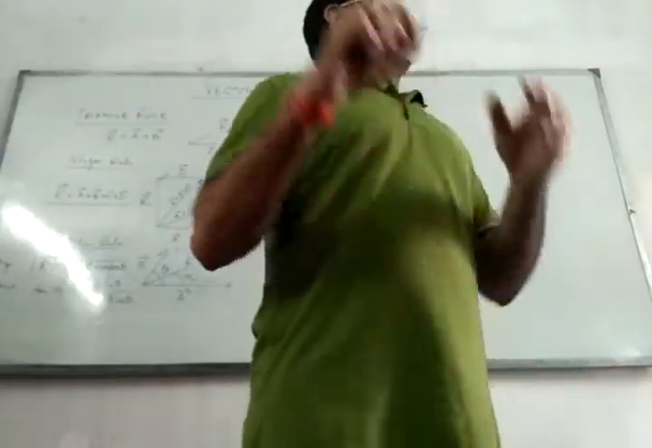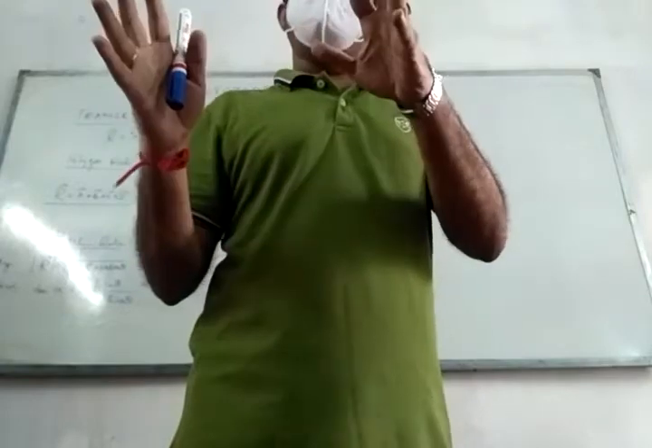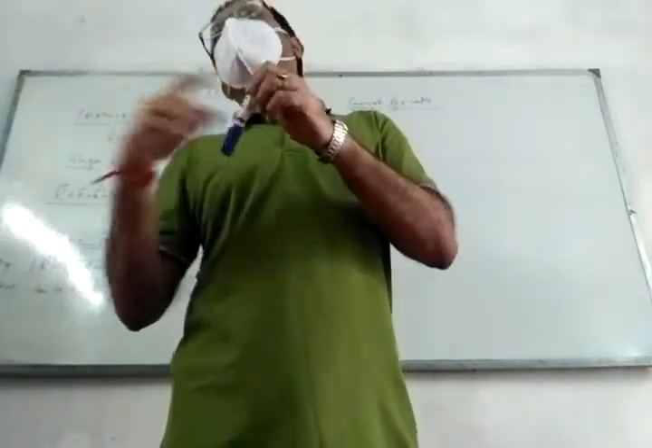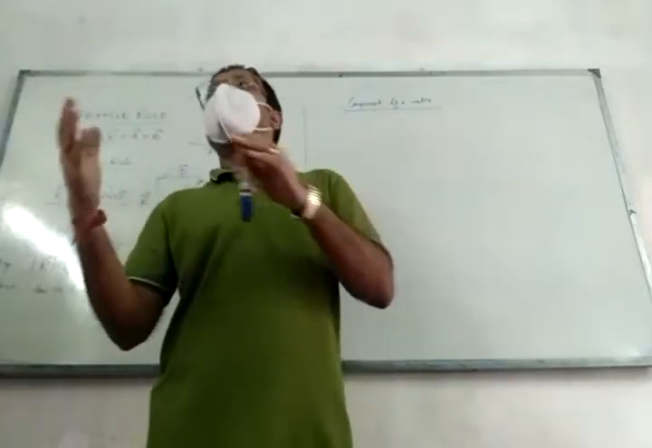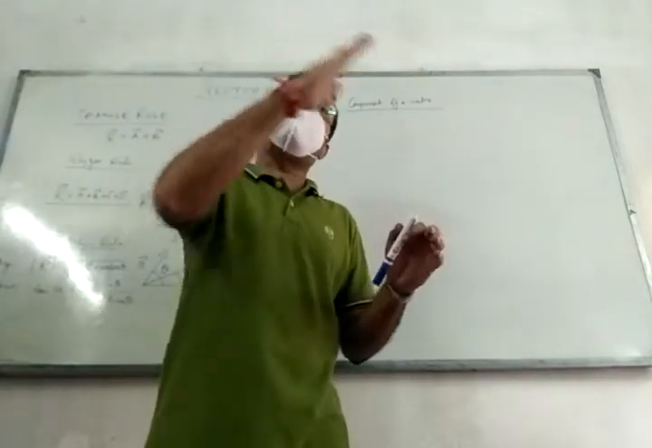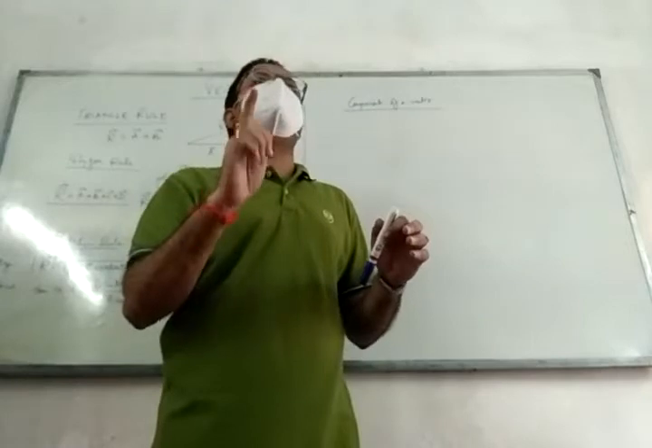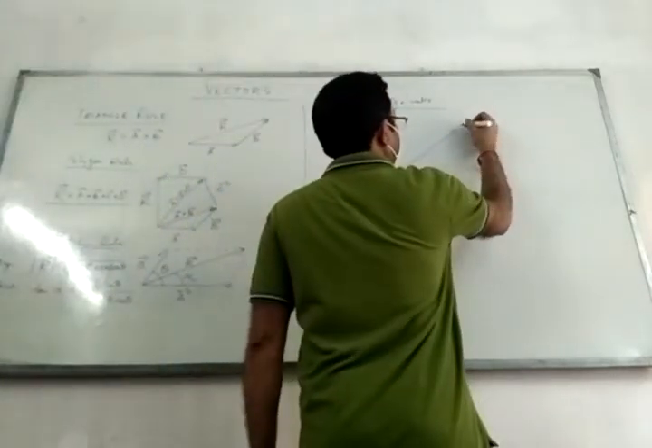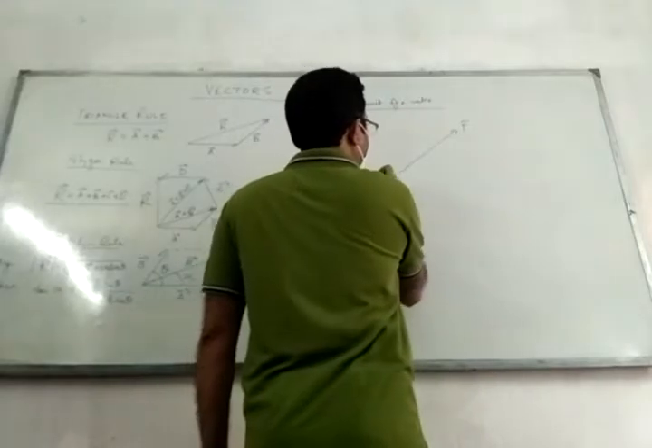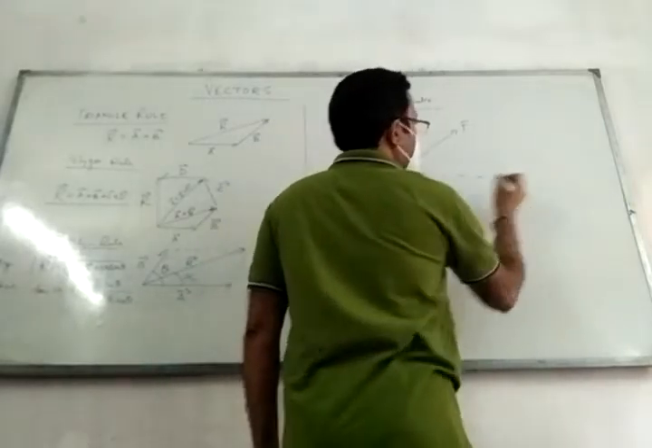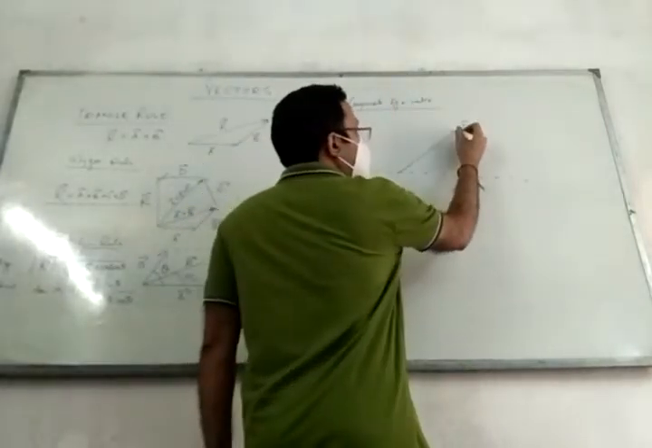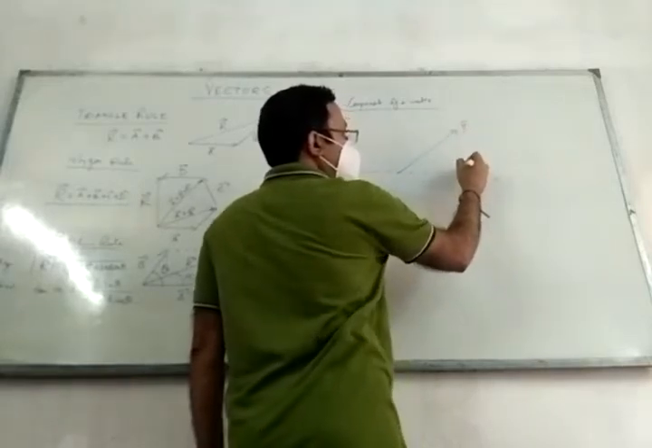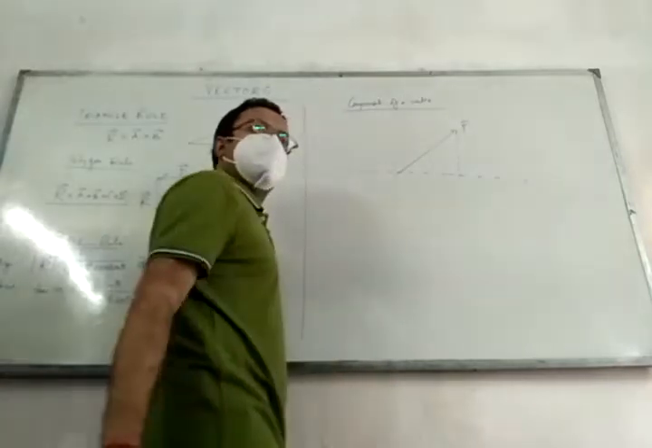Very good. It is the effect of that vector along some other direction than that of its own. That is, if we have to find its effect in any direction other than its own, then we find the component of a vector. So if a force is applied along this direction and I want the effect of this force along the horizontal direction, then what do I do? I draw a perpendicular from the top of the vector on the horizontal line.